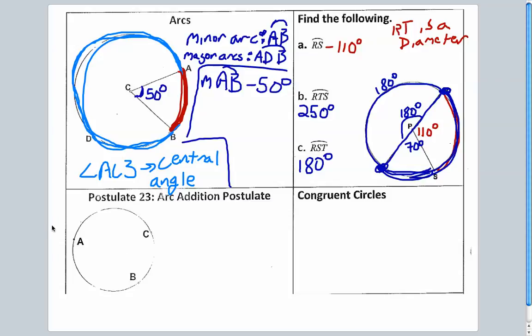Postulate 23, the arc addition postulate, says this, and it's quite simple actually. If the measure of arc ABC equals AB plus BC. This is literally as simple as the segment addition postulate. It just says that if I want A, B, C all the way around, it means I take BC and I add that to AB, and that's it. The arc addition postulate. Not much else to know on that one. It's pretty straightforward. That's postulate 23.